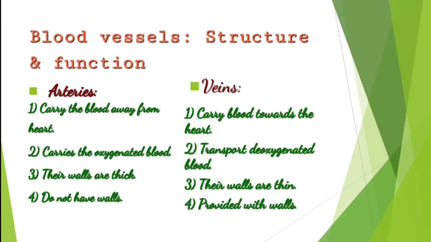Now, arteries carry oxygenated blood, except in one case. Oxygenated blood means the blood which contains a large amount of oxygen. And veins transport deoxygenated blood, except in one case. Deoxygenated blood means the blood which is very low in oxygen. About arteries, their walls are thick. While in veins, their walls are thin.